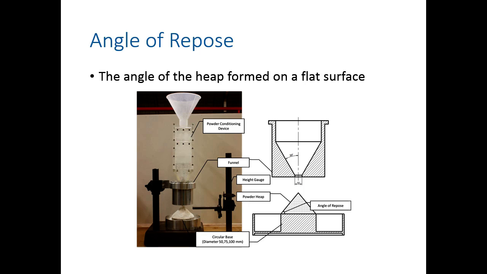And the second experiment we used to characterize powder flowability was the angle of repose experiment. Angle of repose is the angle of a heap of powder on a flat surface. In the experiment we used 3 bases of 50, 75 and 100 millimeter diameter, and we formed the heap onto the flat surface and we measured the angle that the heap had on the surface.